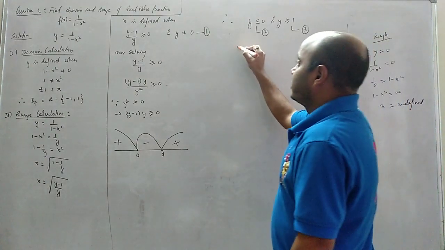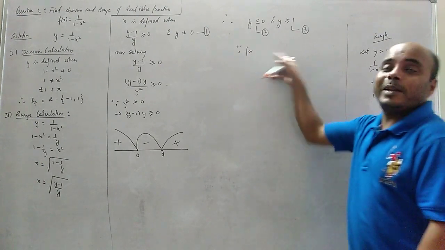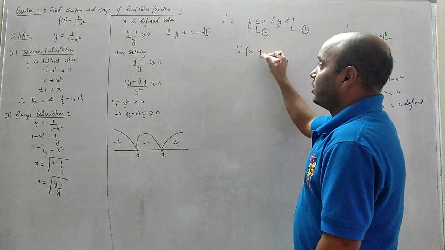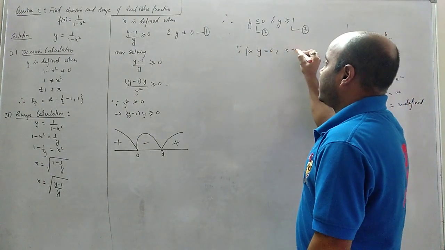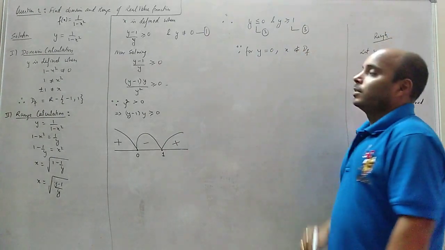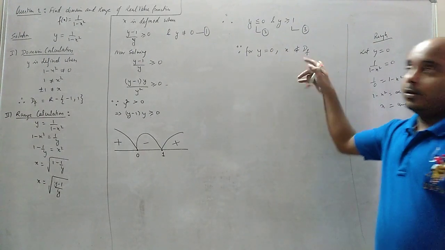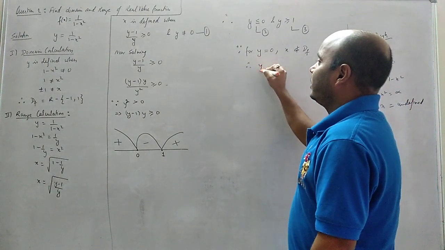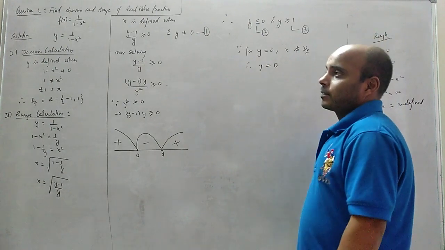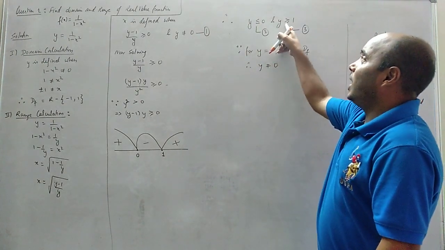So what will you write? Whatever we are solving here, you will write as a statement in your question answers. Since for y equals 0, x doesn't belong to the domain. Whatever x you are getting does not belong to the domain. Therefore, y cannot be 0. So y cannot be 0, but less than 0 and greater than 1.